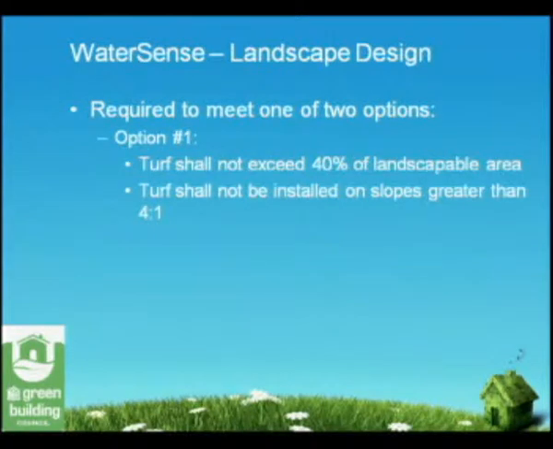The landscape design component is probably the most difficult component to reach for 2 reasons. One, our market here loves their grass, and it requires that only 40% of your property that is available for landscaping be landscaped. The rest of it has to be mulch or planting beds or something that's non-grass related. Turf shall not be installed on any slopes that are greater than 4:1.